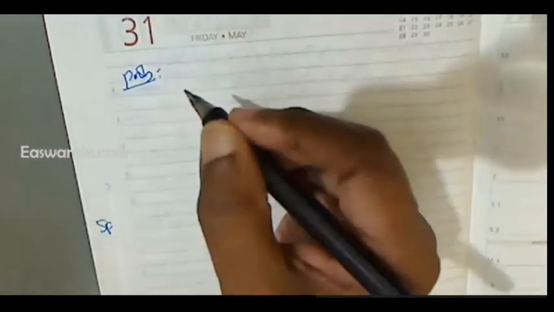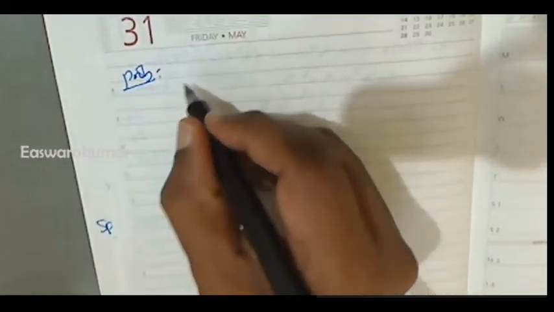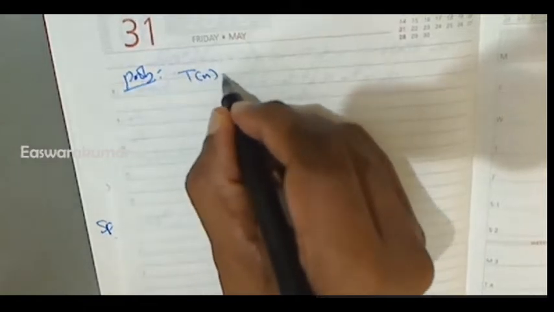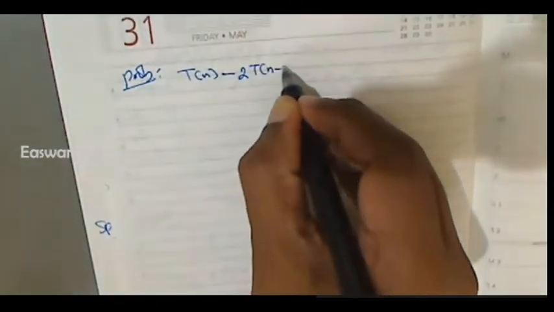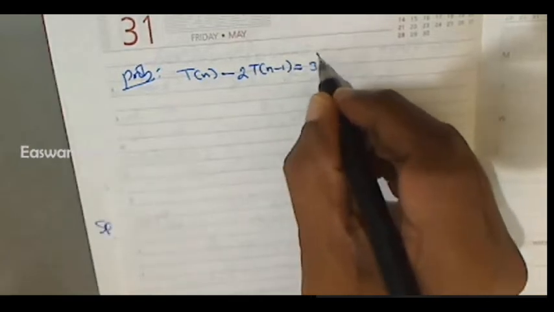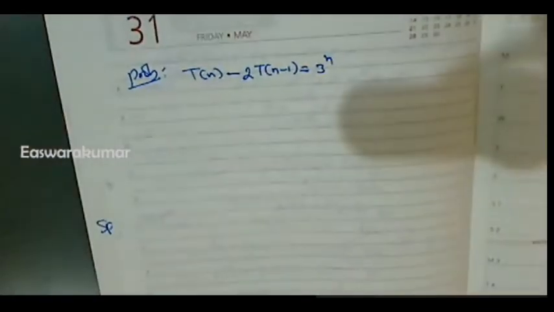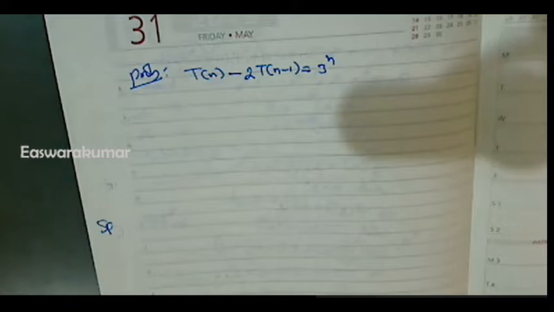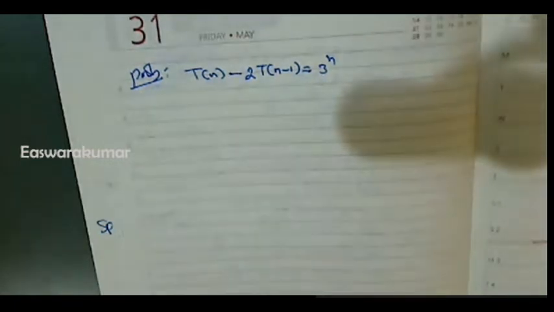Okay, we can take a few more examples. The next example is, suppose the recurrence equation is given, some problems we can see. Recurrence equation is given like T of n minus 2T of n minus 1 equal to 3 power n. T of n minus 2T of n minus 1 equal to 3 power n.